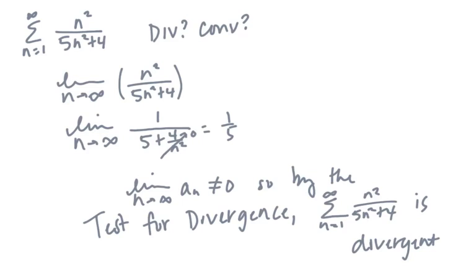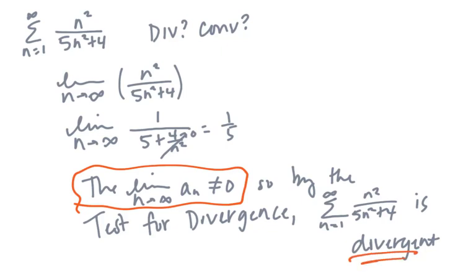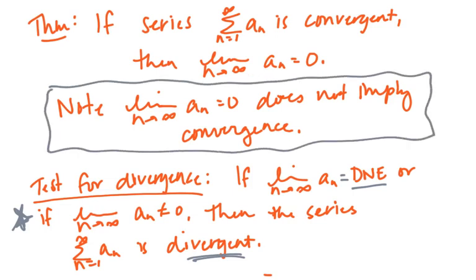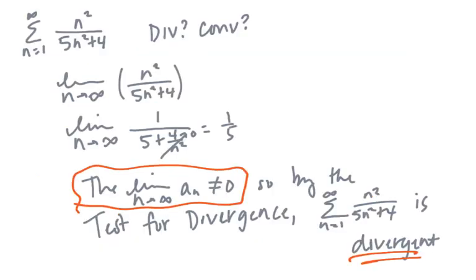Just a note real quick, if we find the limit does not equal 0, then we know it diverges. If we find the limit equals 0, it tells us nothing. So if the limit of the terms approaches 0, we know nothing. If the limit of the terms does not approach 0, we have divergence. So that's important.